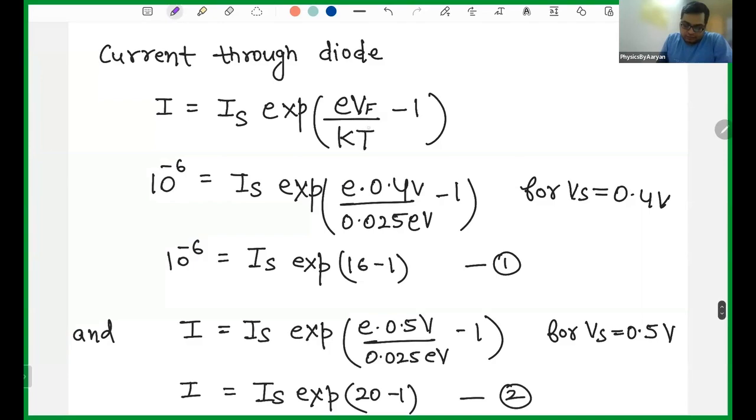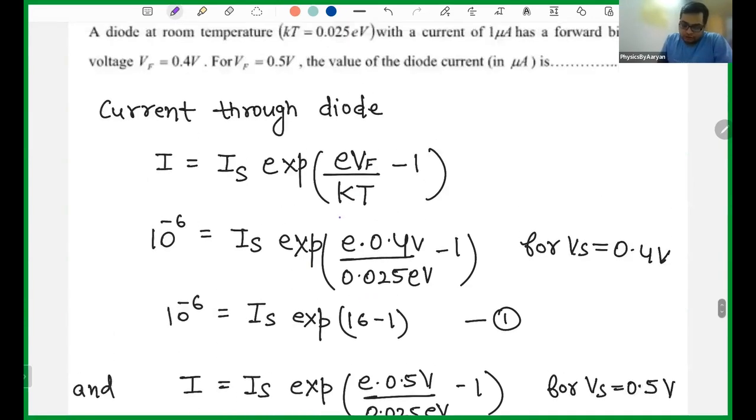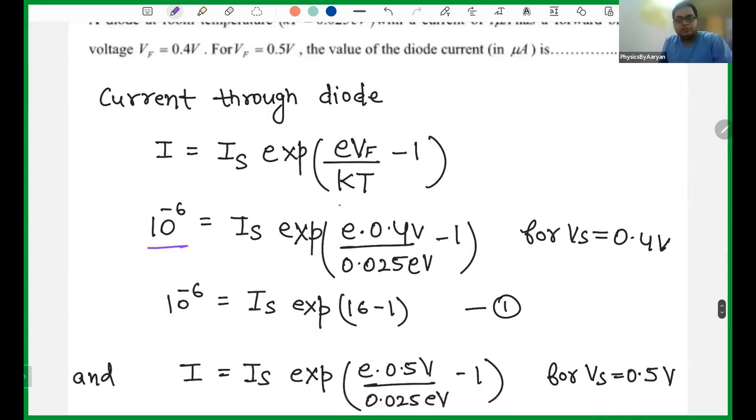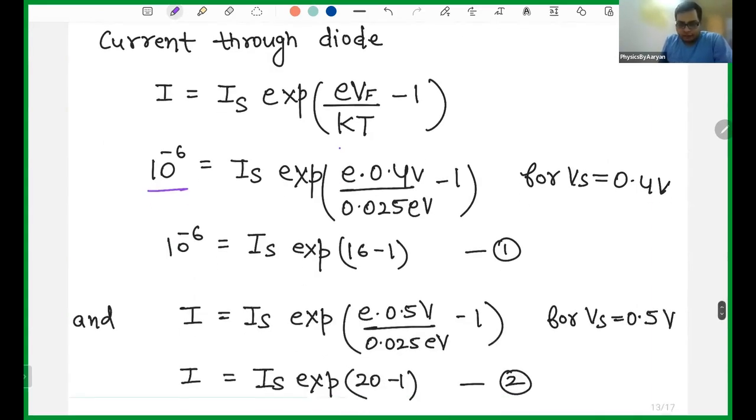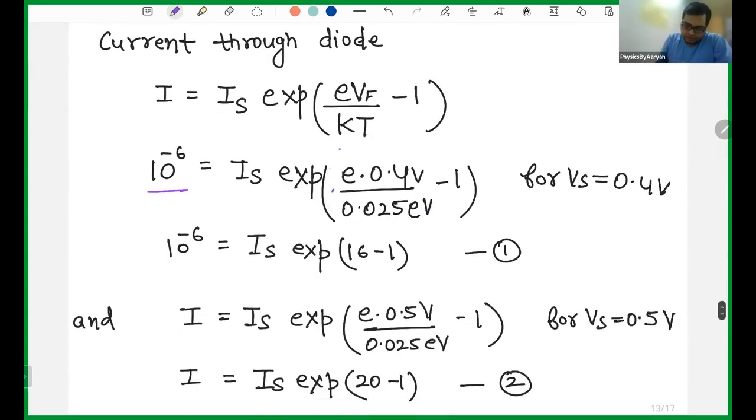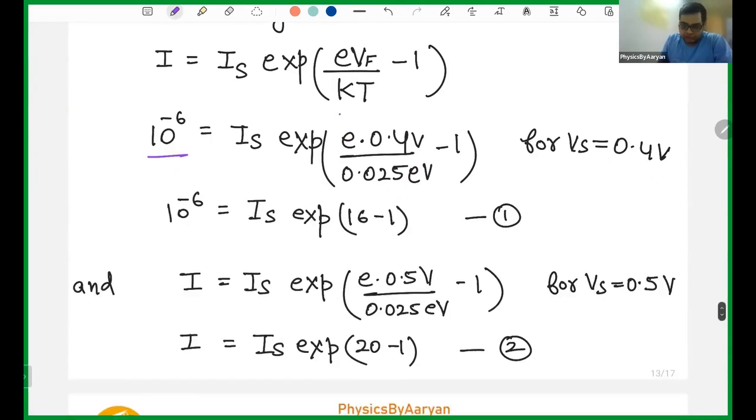So e remains as such. In the first case, the voltage I applied was 0.4 volt, and KT is 0.025 eV. In this case, the current that flows is 1 microampere, which means 10 raised to minus 6. If you solve this, e gets cancelled, V also gets cancelled, and this thing will come out to be 16. So this will be IS exponential 16 minus 1.